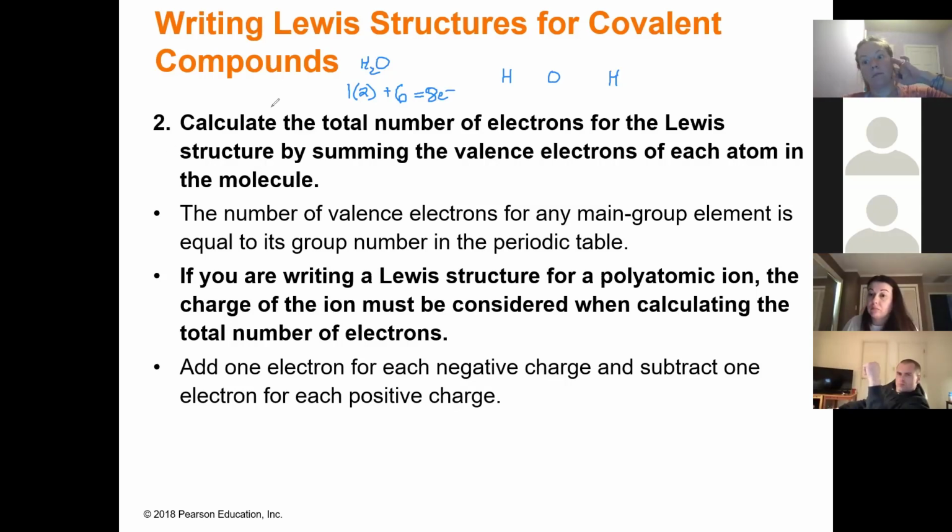Any questions on that? We'll do some more of them, but any questions on where I got this 1 from, or this 6 from, or this 2 from? Okay, the 1 is related to the hydrogen's column. The 2 is because we have 2 of them. The 6 is oxygen's.